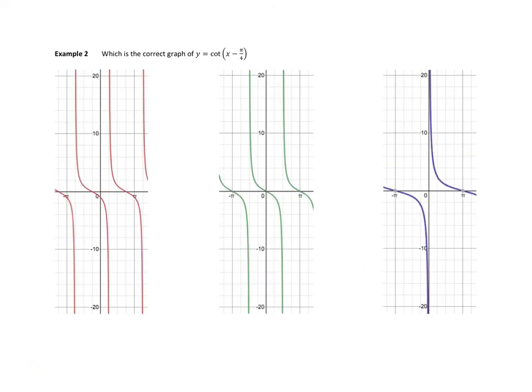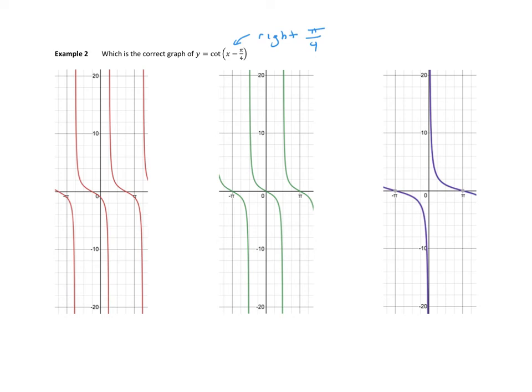In example 2, I want to identify the correct graph of y is equal to cotangent of x minus pi over 4. Now, this x minus pi over 4 is going to be a shift, and it's going to be a left or right. So this is a horizontal shift of pi over 4 to the right. I'm just going to make a note that, okay, for this graph, it's going right pi over 4. So if I can remember what the graph of cotangent looks like, I can move the entire thing by pi over 4, and that will be the correct graph.